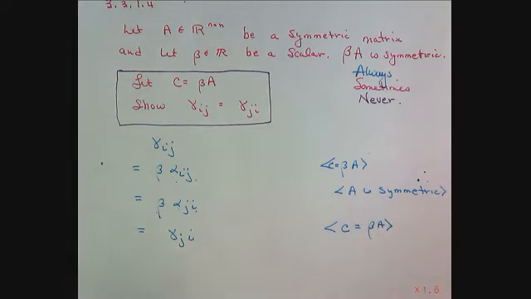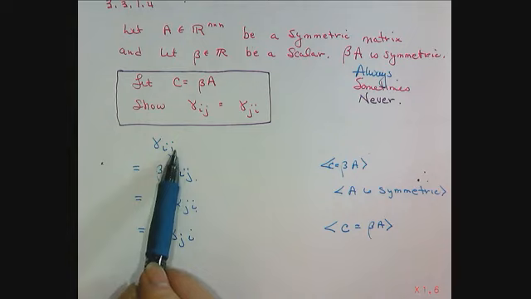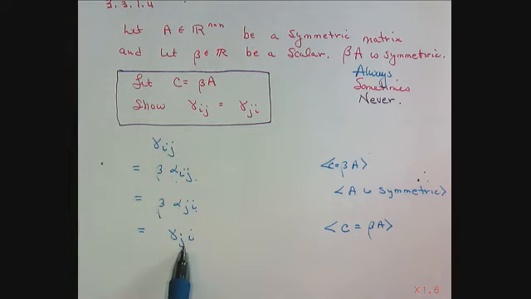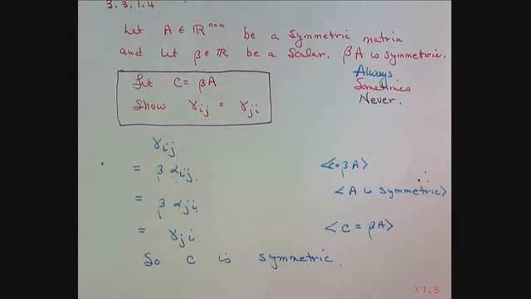Okay, that means that for all i and j, the entry in the ith row, jth column in C is the same as the entry in the jth row, ith column of C. So C is symmetric. So it's always true.